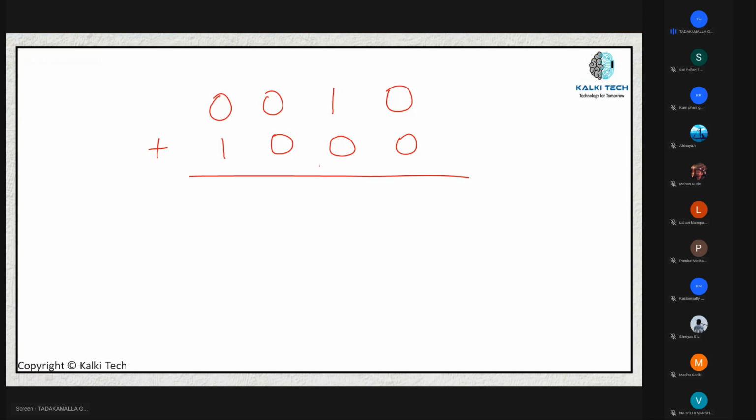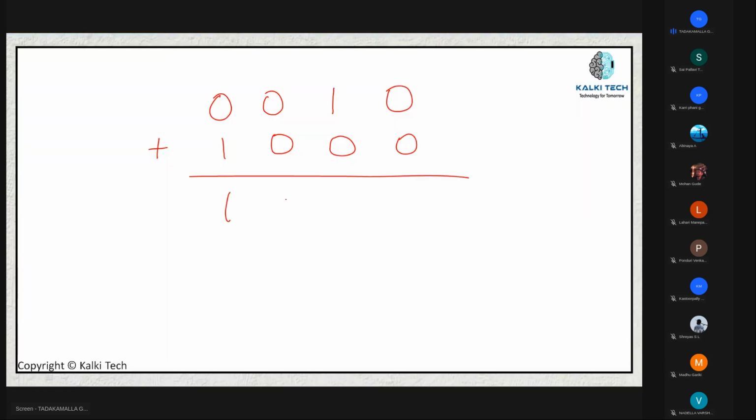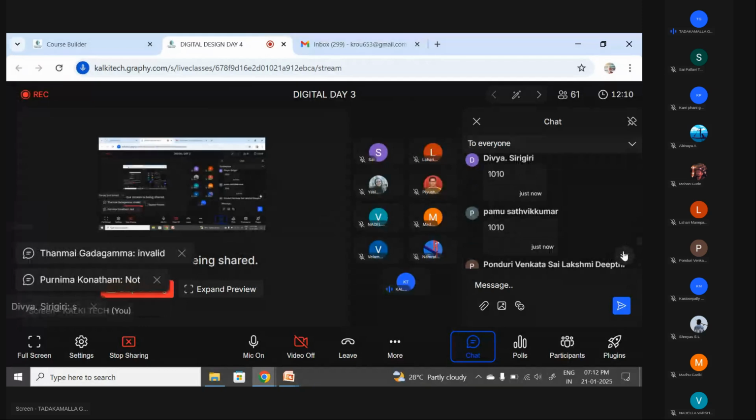0010 and 1000. What is the resultant we are getting? So the answer is 1010. So is this particular BCD code correct or not? Is this BCD code valid or not? Do we have this particular BCD code 1010?